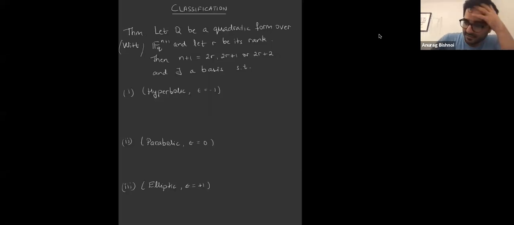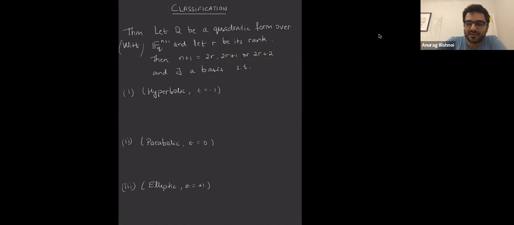Okay, so say you have a quadratic form over F_q in an (n+1)-dimensional vector space, and let r be its rank. So let's say r is the maximum vector space dimension of a totally singular subspace. Then there are only three possible cases: your n+1 here, the vector space dimension, is exactly twice the rank r. So it's even and it's exactly 2r. Or it's odd, then it's 2r+1. Or it's even again and it's 2r+2.